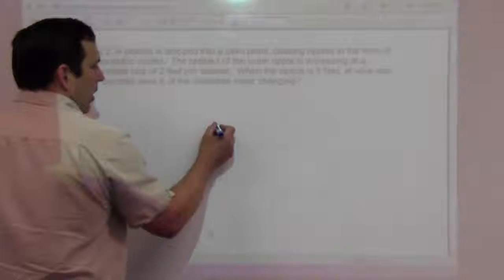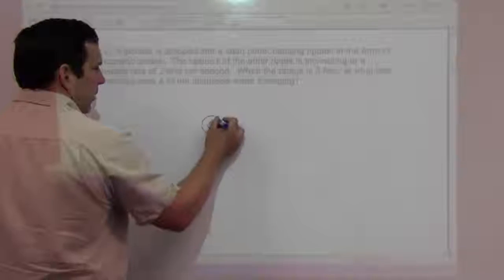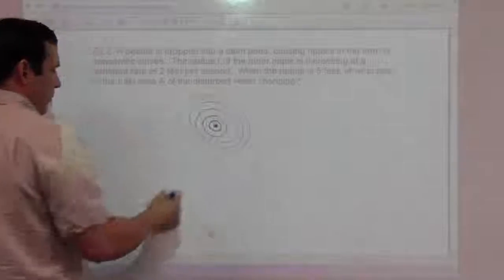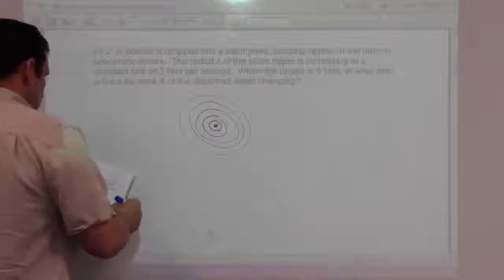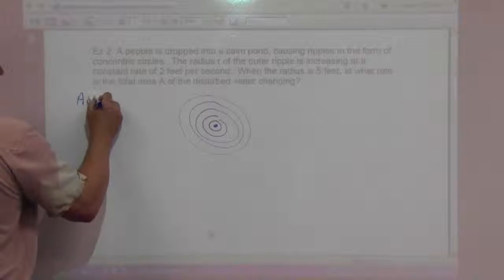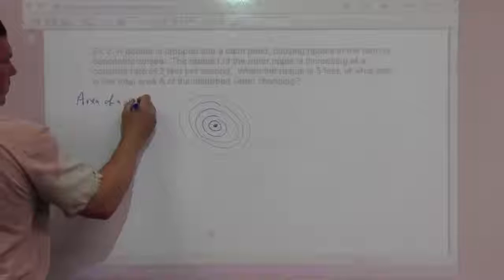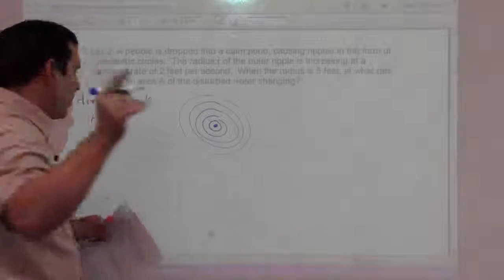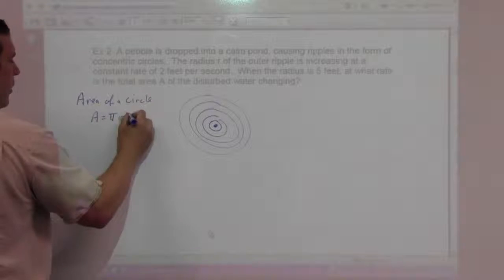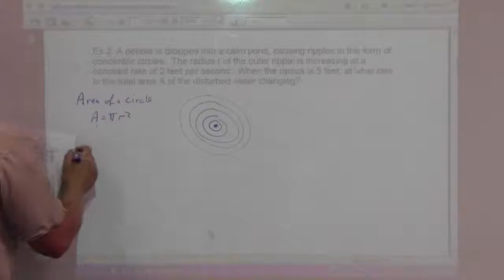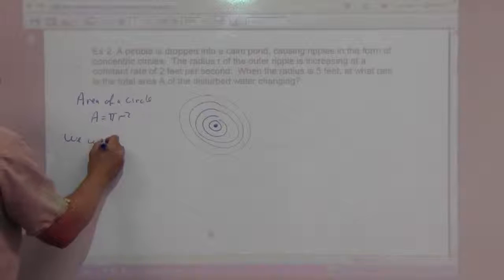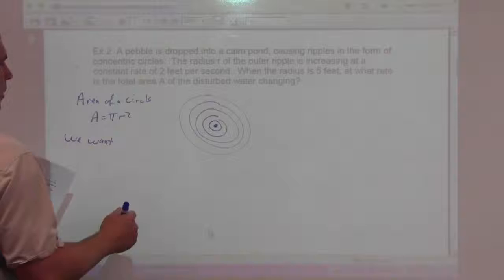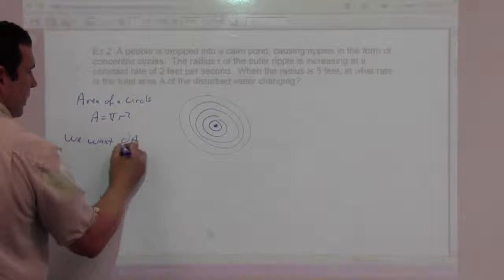So drop in the pond, you get a circle, and think of these little waves just going out like that. So what is the area of a circle? Go ahead and say it. Okay, good job. I heard you there. It's pi r squared. Very good. So we want the rate that the area is changing. So we want dA/dt.